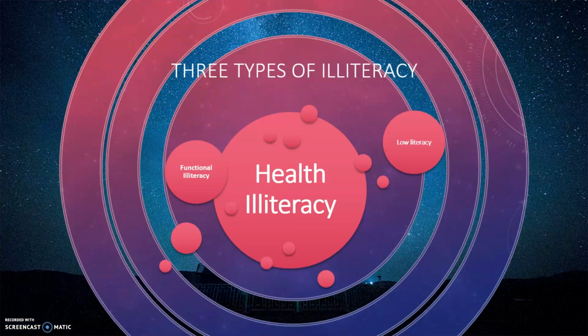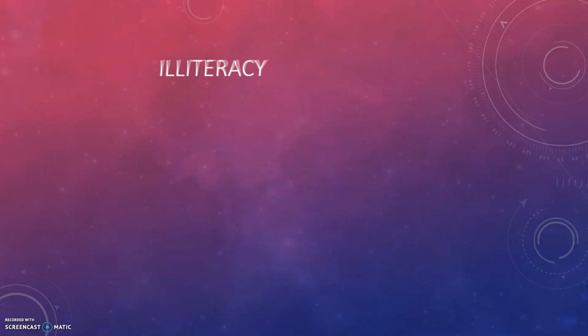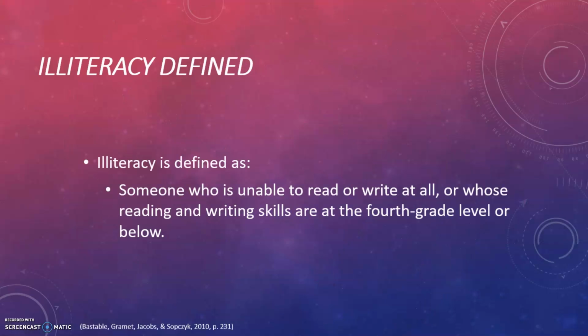There are 3 types of illiteracy. There's health illiteracy, functional illiteracy, and low literacy, and these are the ones we're going to be focusing on today. Illiteracy in general is defined as someone who is unable to read or write at all, or whose reading and writing skills are at the 4th grade level or below.